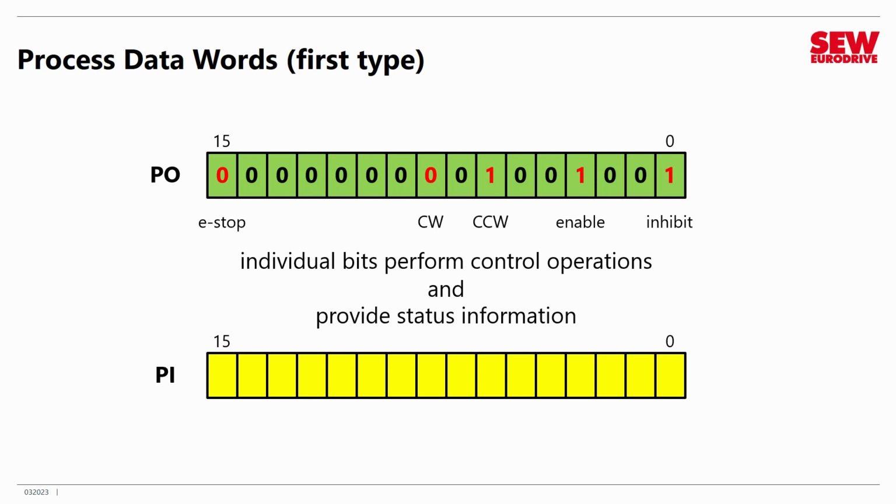Let's look at a process input word. Process input words that use individual bits probably are providing status information of different kinds. For example, it indicates if something's ready, if a brake is engaged, something's stopped, or a fault. Again, individual bits where on or off simply means yes or no. And again, we have a lot of don't care bits that don't mean anything. So that's process data words of the first type.